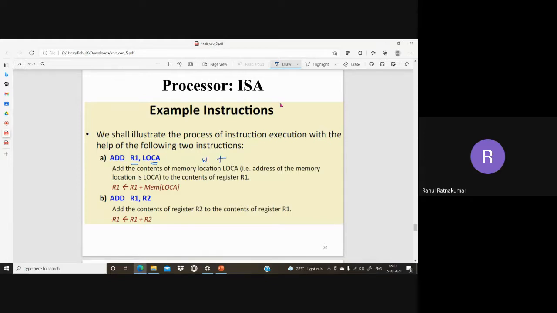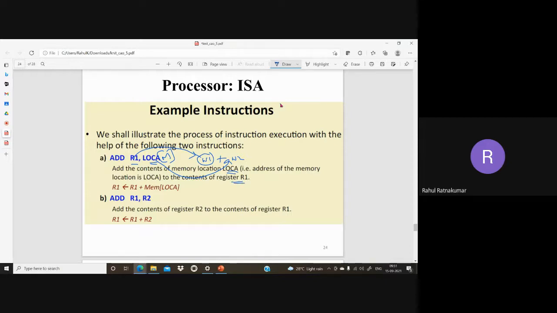Say number 1 and number 2, two numbers. Number 1 is stored in register R1, and the second number is coming from location A. Location A is giving it. So this is a memory. The second number is coming from a memory location, right? So add the contents of memory location A, the address of memory location A, to the contents of register R1.